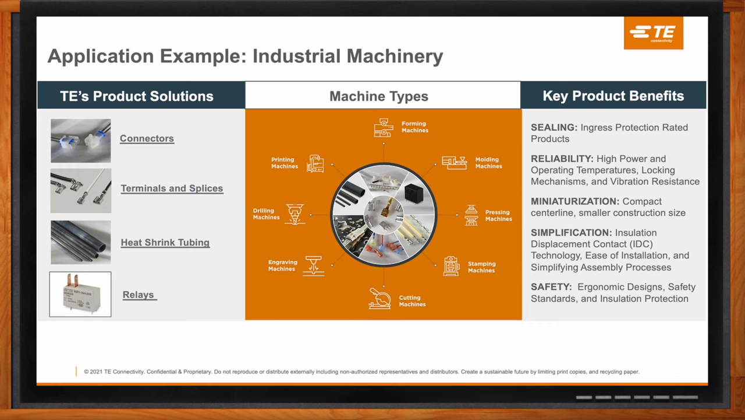And if we think about industrial machines, for example, from the printing machines to the winding machine that I was showing before, stamping or engraving machines, they are all designed and they all use connectors, terminals and splices, heat shrinking tubes and relays. And all our product portfolio can perfectly fit into those types of end application.